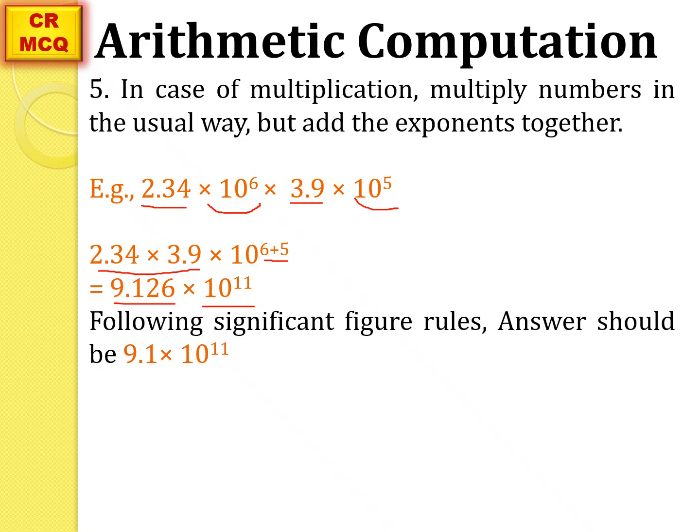In case of multiplication, what rule is followed? You are to just check how many significant figures are there in each of the numerical values. In the first value there are three significant figures, in the second value there are only two significant figures. So you are to give your answer only up to two significant figures because these two significant figures represent the minimum number of significant figures in the given numerical values. So in order to write your answer up to two significant figures, your answer would become 9.1 into 10 raised to power 11.